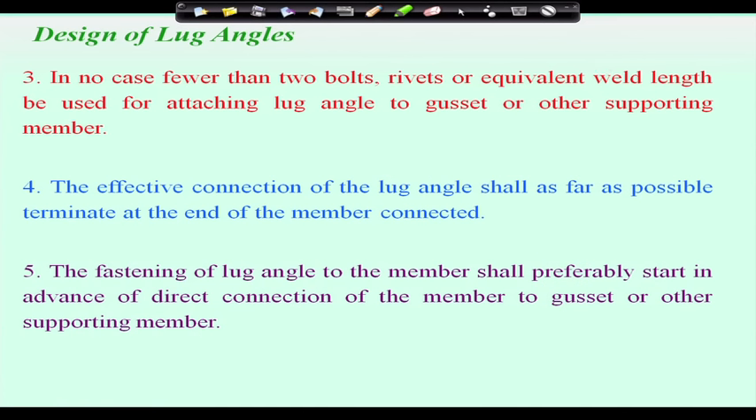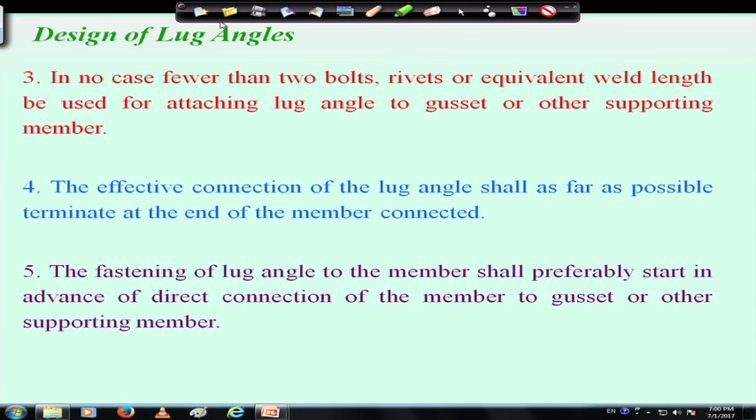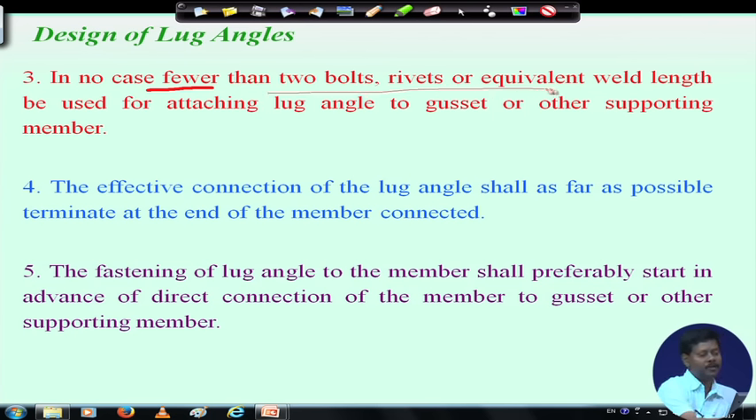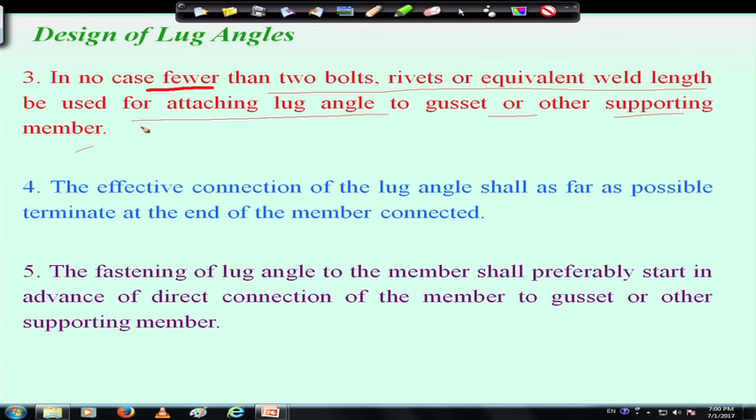And then other few criteria we have to remember, that is, in no case fewer than 2 bolts, rivets or equivalent weld length be used for attaching lug angles to gusset plate or other supporting members. That means, when we are attaching the member with the lug angle and lug angle with the gusset plate, at least two number of bolts or rivets have to be provided, right.